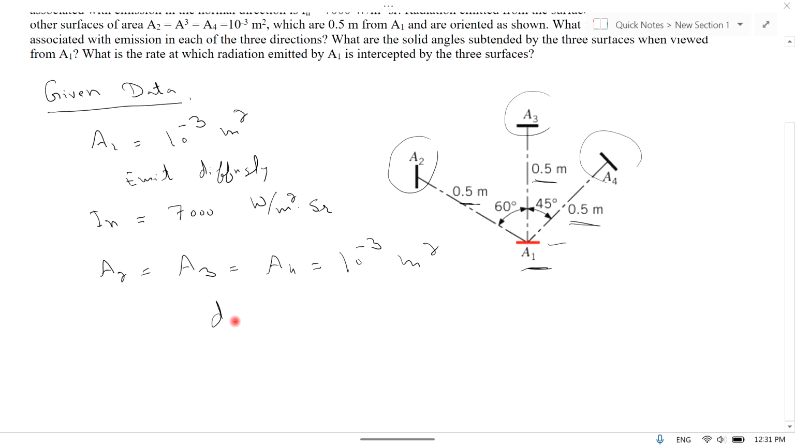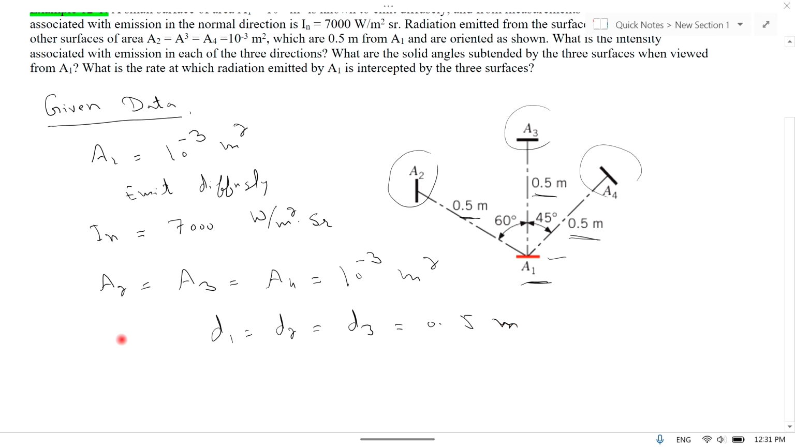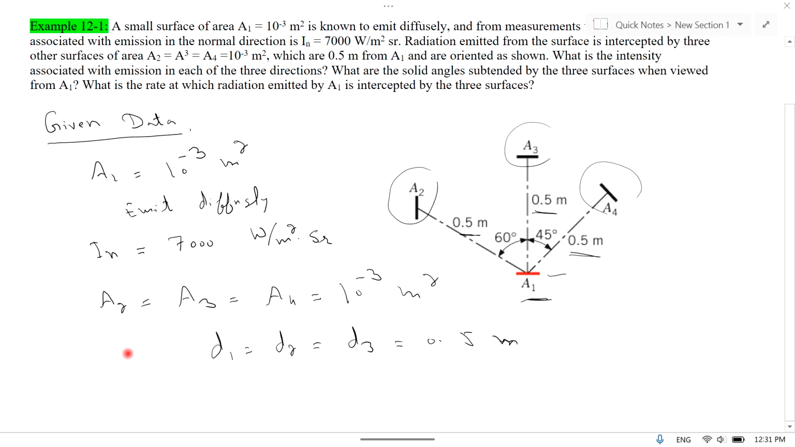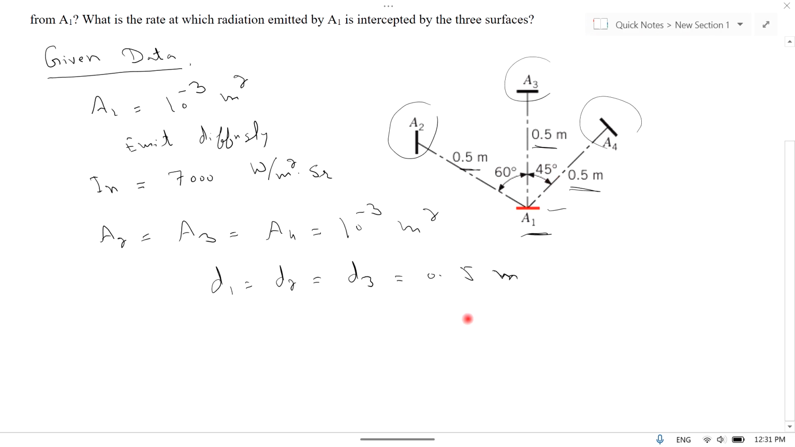Let D1 equal D2 equal D3 equal 0.5 meter. The distance of all areas from A1 is the same, and they are oriented as shown. These are the angles, 60 degree and 45 degree. What is the intensity associated with each emission in each of the three directions?